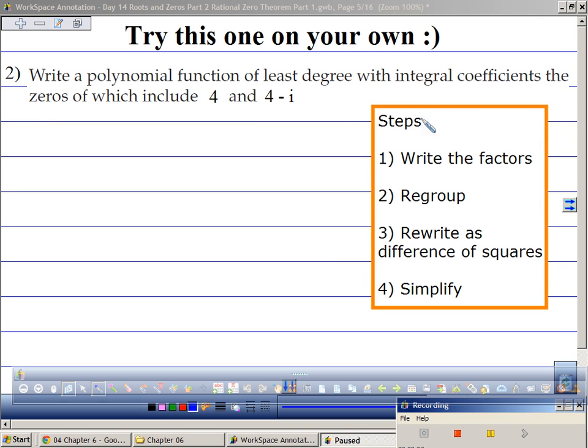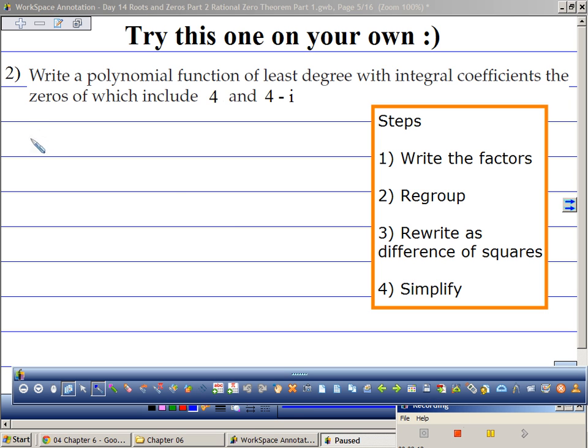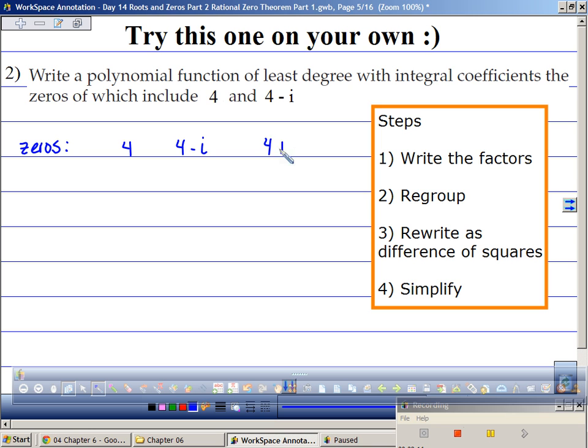Okay, so try this one on your own, and I'll go through the steps as you go to make sure you're setting it up correctly. All right, so I'm going to start this out with my zeros. My zeros are 4, 4 minus i, and 4 plus i. Therefore, my factors: f of x equals the bracket x minus 4, bracket, the bracket x minus 4 minus i, bracket, and the bracket x minus 4 plus i, bracket.